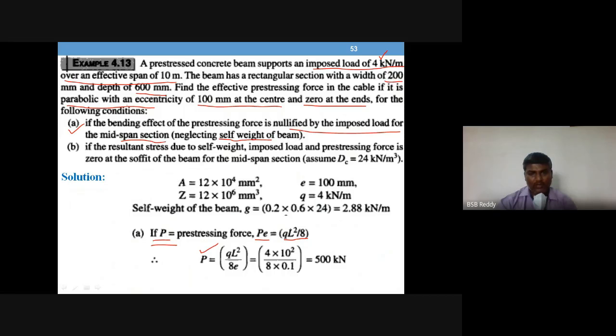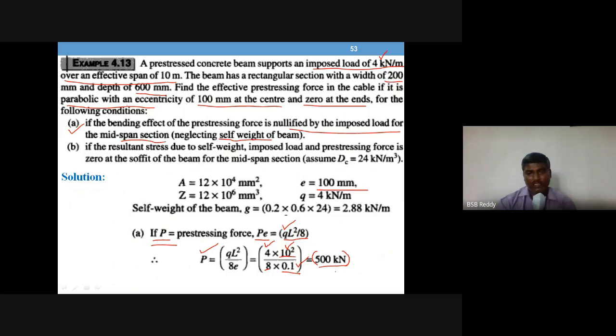So P is unknown, Q value given to you is 4, L is the span, 10 meters given. So substitute for L as 8, and E as 100 mm, substituted in meters. The reason is Q is in kilonewton per meter, so this is in meters. So that is coming to 500 kilonewtons. Okay. So pre-stressing force required is 500 kilonewtons.